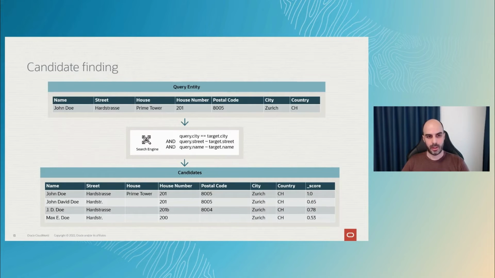This is currently all based on a search engine, so you could use OpenSearch or Elasticsearch or similar services to achieve this step. As you can see, if we enter a query entity, we get similar candidates that basically have similar names or streets and identical country and so on. And we get a preliminary matching score here for the candidate finding step.